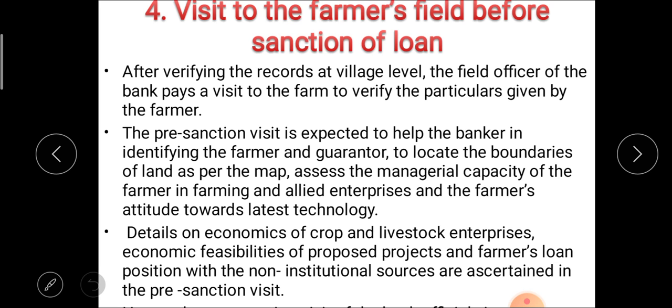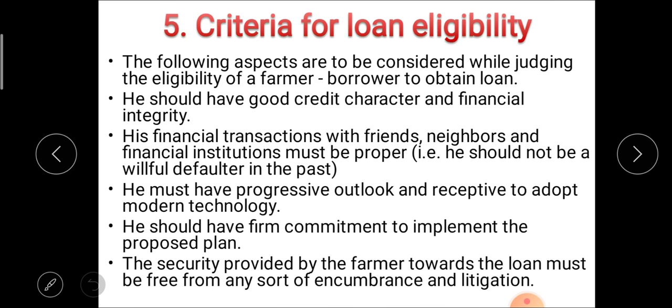The details of economics of crop and livestock enterprises, economic feasibility of the proposed project, and the farmer's loan position with non-institutional sources are ascertained in the pre-sanction visit. So this is the pre-sanction visit of the farmer's field. Then the fifth one is criteria for loan eligibility.